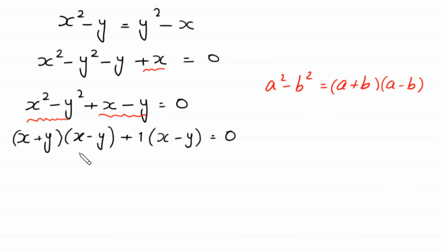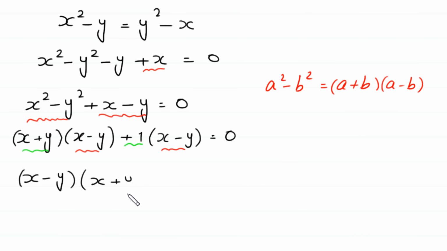Now as you can see, this x minus y is a common factor, so we factor out this x minus y. x minus y times, in the bracket, this x plus y and this plus 1.